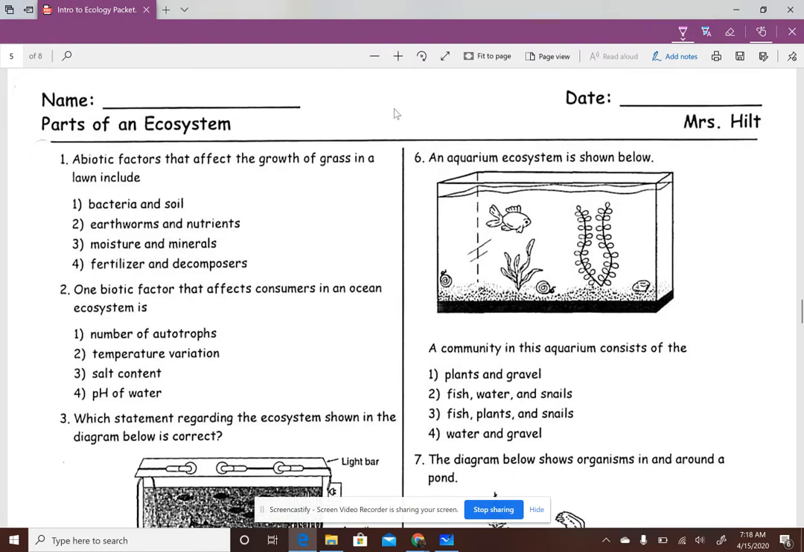So if we're looking at question number 1, I want you to notice that it's talking about abiotic factors. Again, abiotic factors are non-living. So if they're asking for the abiotic factors that affect the growth of a plant, or the growth of grass, you can get rid of bacteria because that's living, earthworms because that's living, and decomposers because that's living. So the answer should have been number 3.